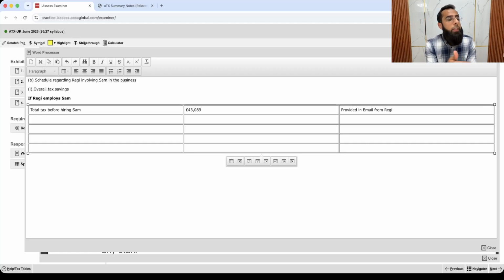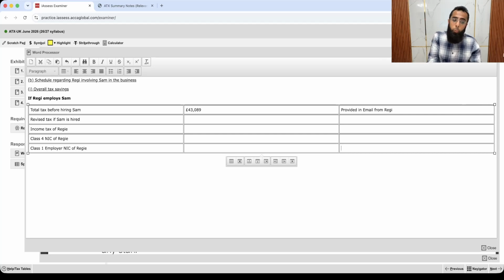Now we have to calculate the overall tax saving, which in simple terms means how much the tax will reduce when we are hiring Sam. We are provided with the total tax in the current situation. Now we have to calculate the revised tax situation. Revised tax if Sam is hired. Now listen to me carefully while I'm developing the answer. I'll repeat things also, but you need to listen carefully. Revised tax if Sam is hired. Income tax of Regi. How much will be the income tax of Regi? How much will be the class 4 NIC of Regi? How much will be the class 1 employer NIC of Regi?